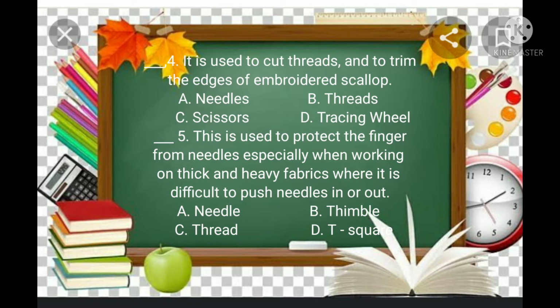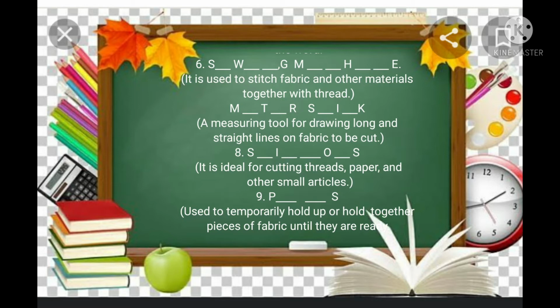Number 4. It is used to cut the threads and to trim the edges of embroidered scallop. A. Needles. B. Threads. C. Scissors. And D. Tracing wheel. Number 5. This is used to protect the finger from needles, especially when working on thick and heavy fabrics where it is difficult to push needles in or out. A. Needle. B. Thimble. C. Thread. Or D. T-square. For number 6, you're going to fill in the missing letters to complete the word.